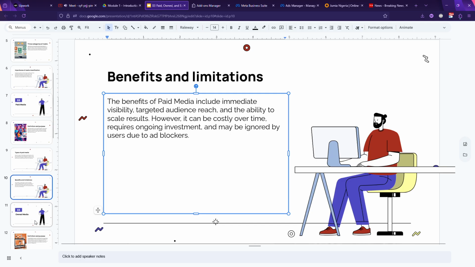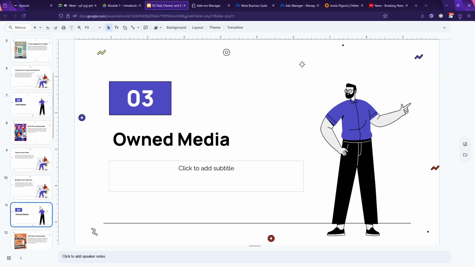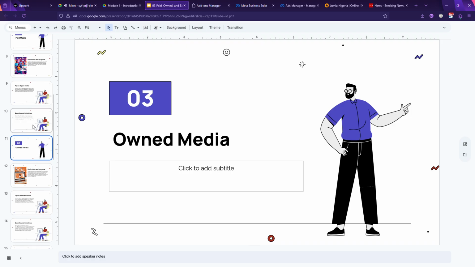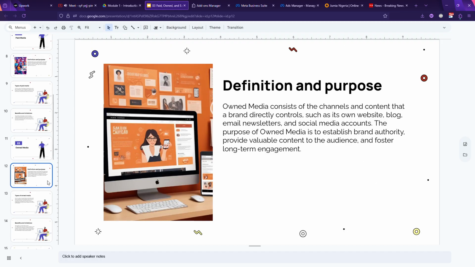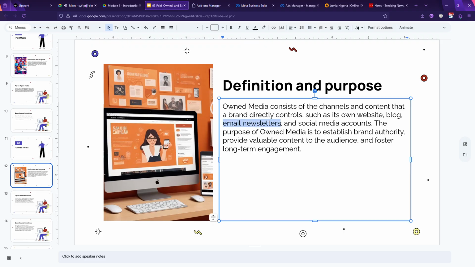Okay, so we are going to owned media now. We have seen paid media. Paid media involves money, and it's best for immediate visibility. Owned media consists of the channels and content that the brand directly controls. It's on their website, blog, or social media accounts. It's also the email newsletters.